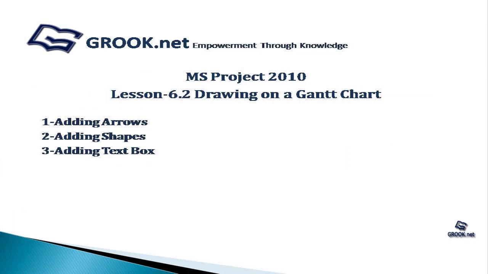So to summarize, we have seen how to add arrows, how to add shapes, and how to add a text box. A sample of the project plan completed up to this stage is available on GROOKnet.